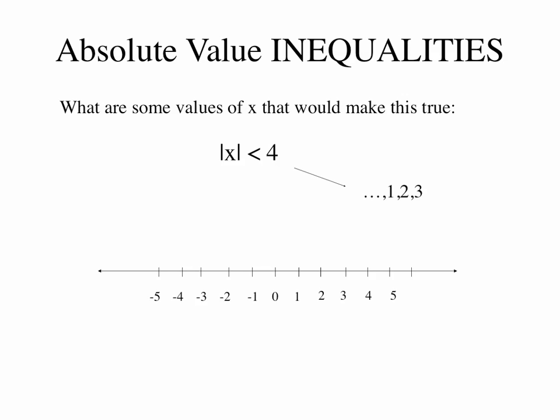Next, we'll switch the inequality sign around. I want to know what values of x would make this statement true. The absolute value of x is less than 4. You might start thinking of numbers that are just a little bit smaller than 4, numbers like 3, 2, 1. You might also be thinking of negative numbers that are a little bit bigger than -4, numbers like -3, -2, and -1.